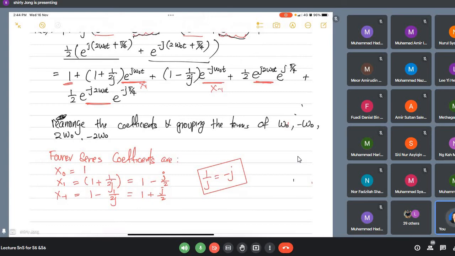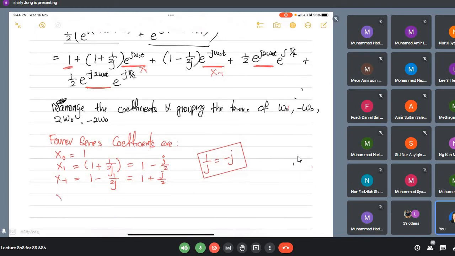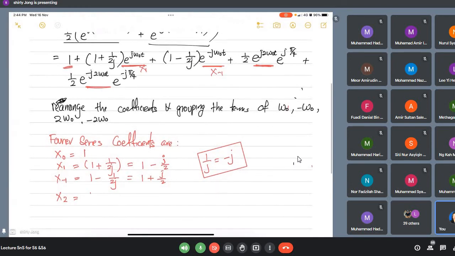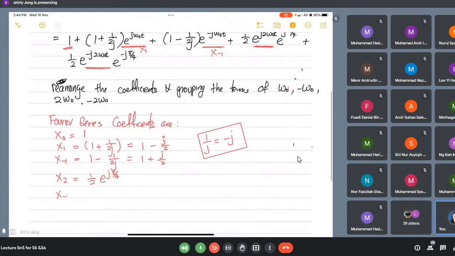Alright, and then what else? After x1, you have the x2 because you have 2 omega naught. So x2, what do you have? x2, you have 1 over 2 exponent j pi over 4. Okay, exponent j pi over 4. And then x negative 2.